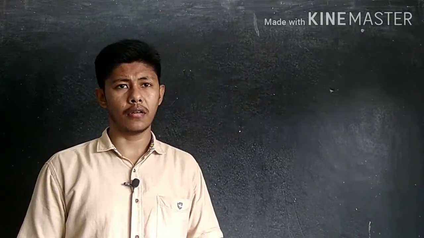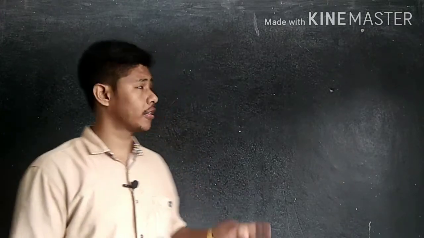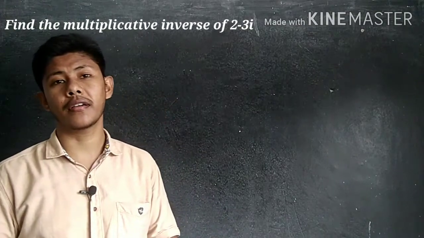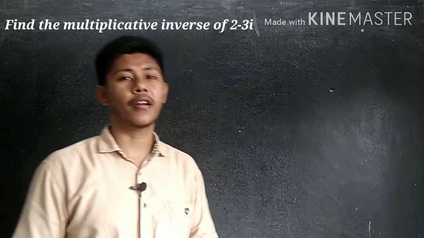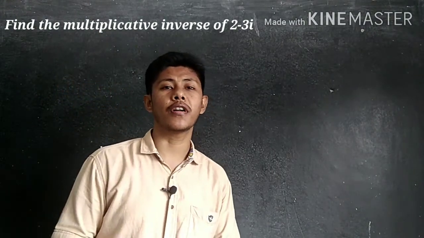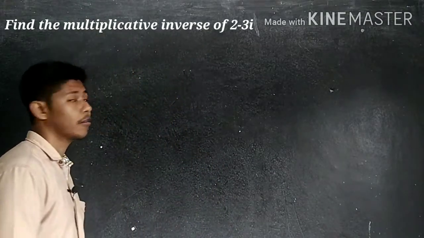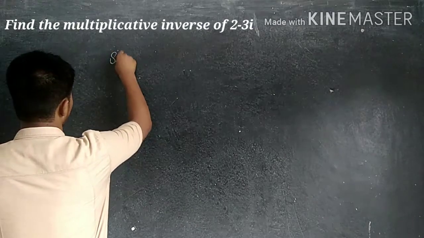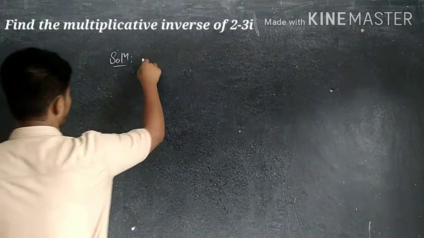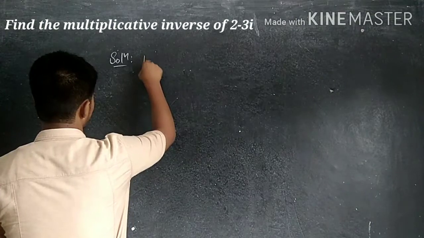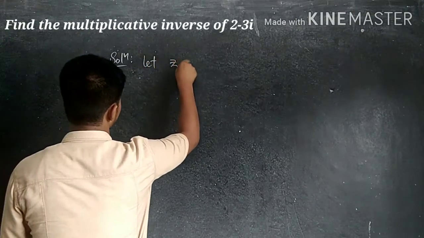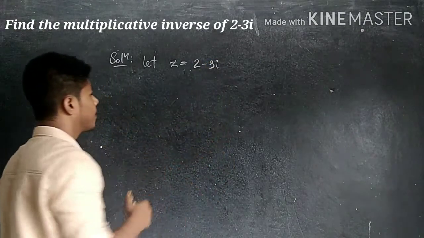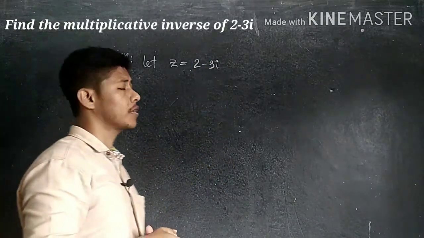Okay, now let's take an example, and the question is given like this: find the multiplicative inverse of 2 minus 3i. So here we have to find the multiplicative inverse of 2 minus 3i. Let's see how we can find this result. First of all, the complex number is given here, so suppose Z equals 2 minus 3i.